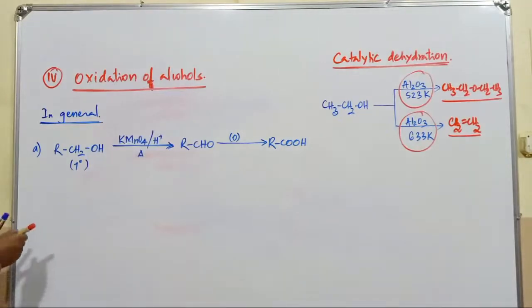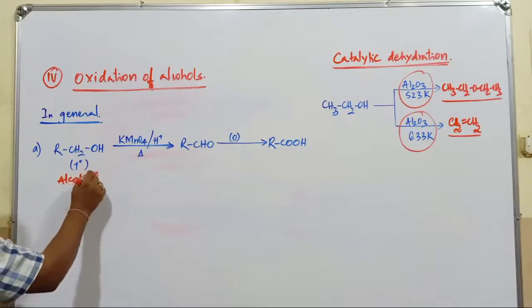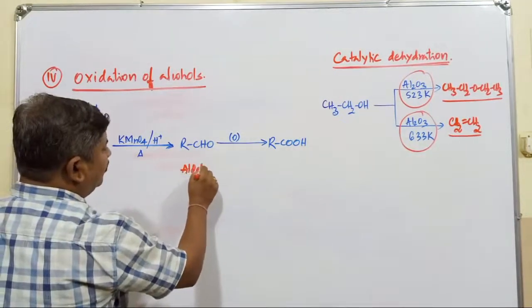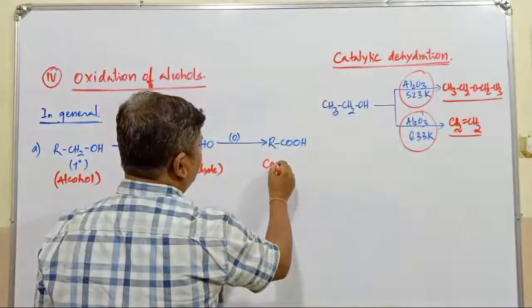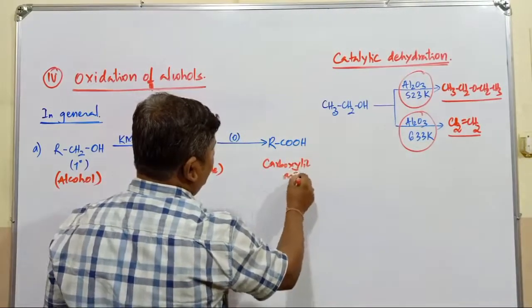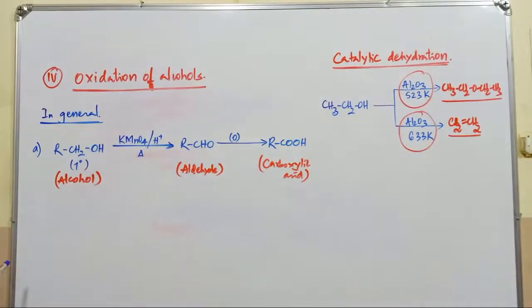So the starting compound is an alcohol compound. Which alcohol is it? Primary alcohol. Alcohol is oxidized to which compound? It is an aldehyde compound. Okay. Aldehyde on further oxidation gives rise to what product? Carboxylic acid. Here the number of carbon atoms remains the same. No change in the number of carbon atoms.